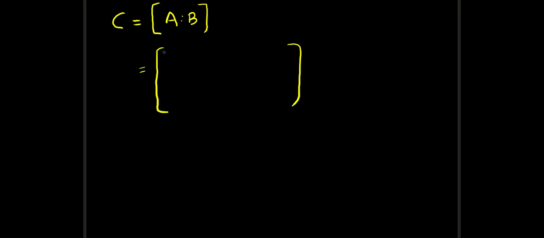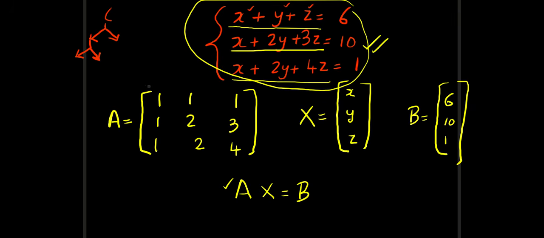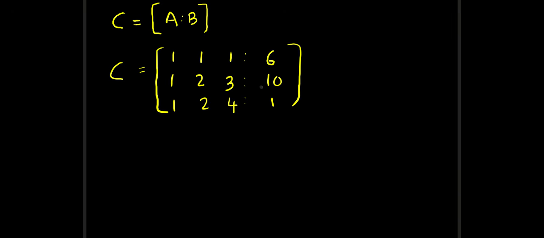And that will be 1, 1, 1. And the second row 1, 2, 3, and the last row 1, 2, 4. Now let's augment it with B. Let's combine B, and that gives me 6, 10, 1. So I hope you understood how to augment the two matrices A and B. So look at this. We have A, we have B, and this is the combined version.